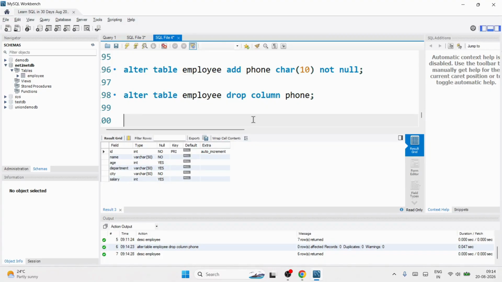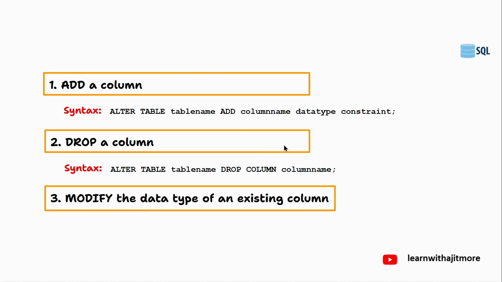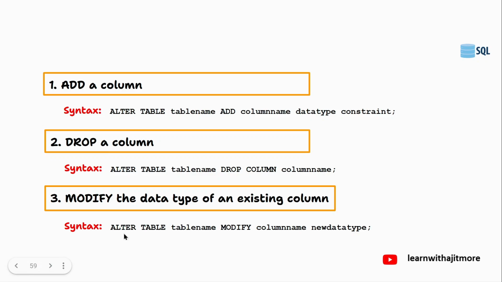Yes. Okay. Then suppose you want to change the data type of any existing column. Like already the column is there and you want to change the size, like it is varchar 50, but you want to make it 100. Okay. So that also you can do. For that you have to use the keyword modify. So alter table name, modify, and then give the column name and the new data type. Okay. See here, alter table name.